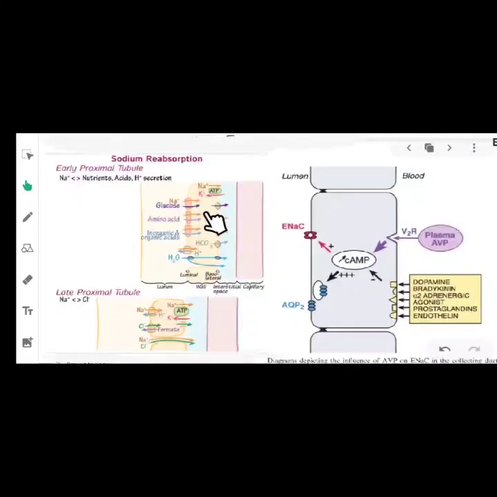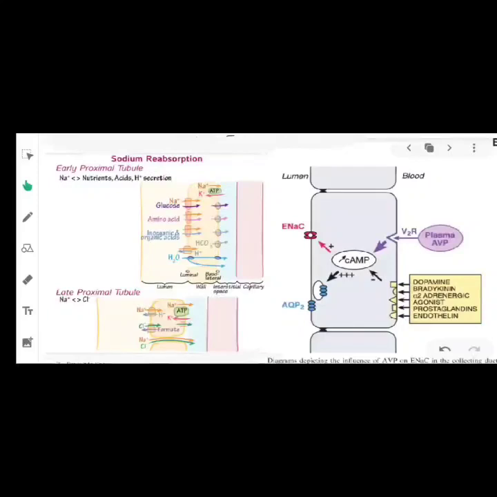So sodium symport happens, and secondary to it, because of the sodium symport, there are changes in the osmotic pressure, the osmotic gradient, therefore water reabsorption is occurring. So it occurs secondary to the sodium symport. Water reabsorption occurs secondary to the sodium symport. Therefore, it is called obligatory reabsorption in the PCT.